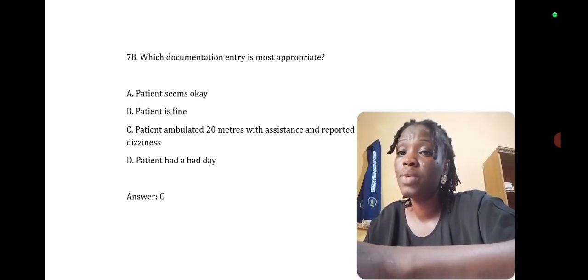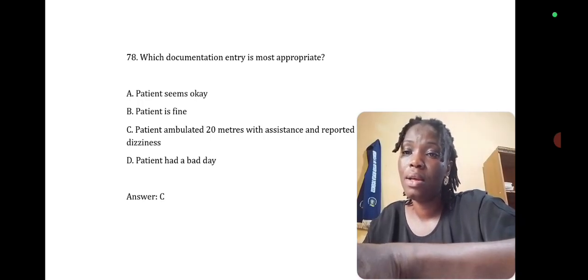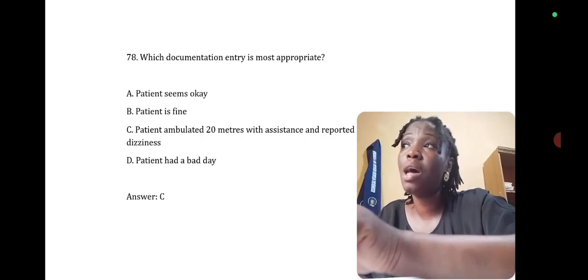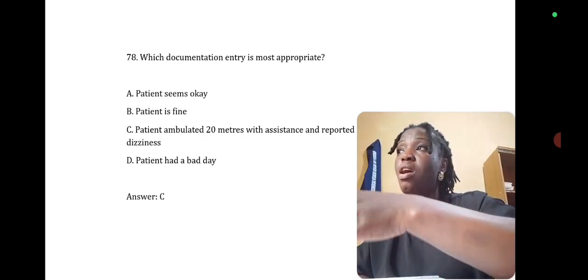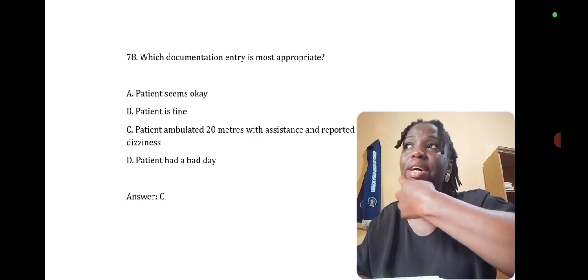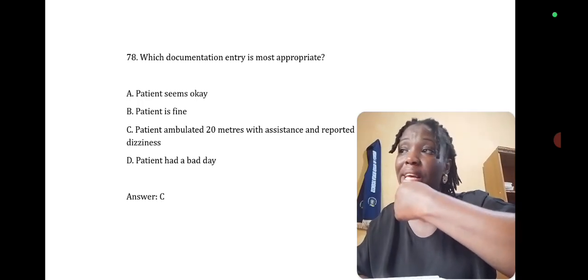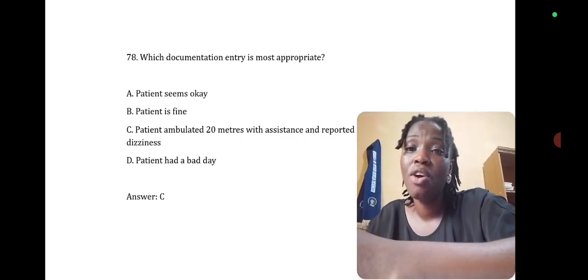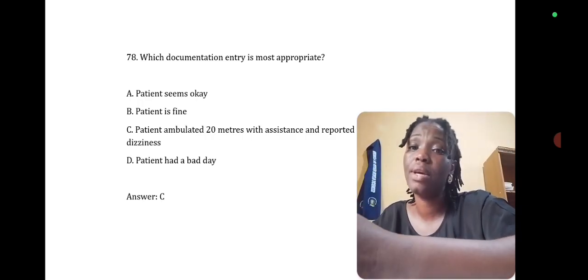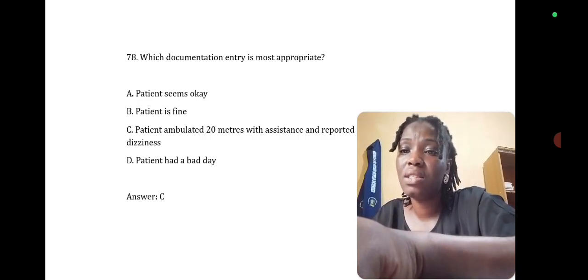But for example, let's say this other A, B, and D are kind of similar with this C. The reason why the C will be most appropriate is because of this dizziness. Patient ambulated means patient walked around. They can just say patient walked around about 20 minutes and patient is okay, no complaint. Or patient could not walk as a result of maybe patient says she's tired, etc. Or patient just had a bad day because a patient relative came that they don't like, they quarreled, etc.